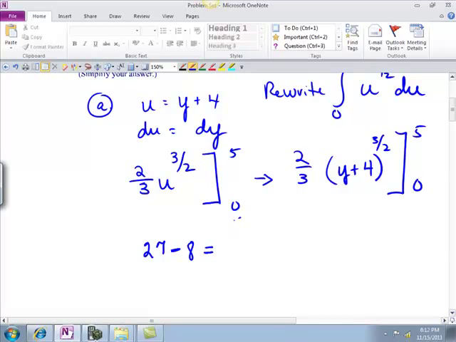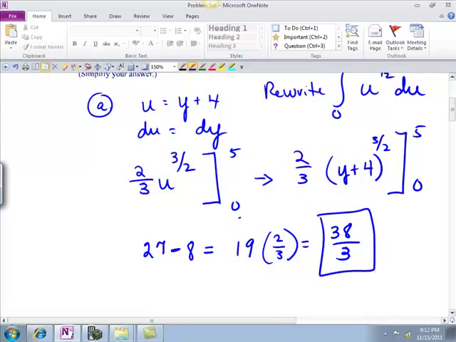I haven't multiplied it by that. I was just getting this part in here. So 27 minus 8 is 19. And so 19 times 2/3. And you would leave it like that. That makes sense? You always evaluate the upper limit and subtract the evaluation of the lower limit. And then I put the 2/3 at the end instead of at the beginning, but it would make more sense if I did.